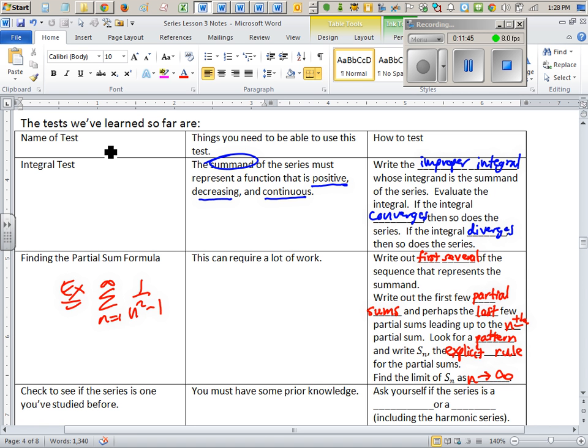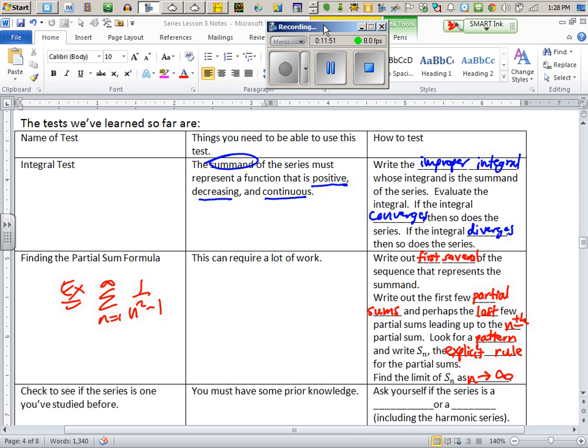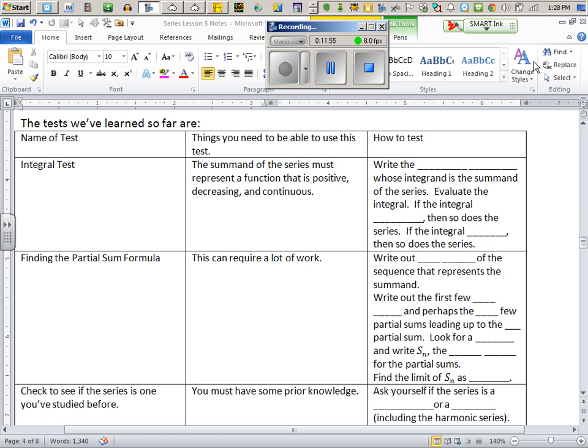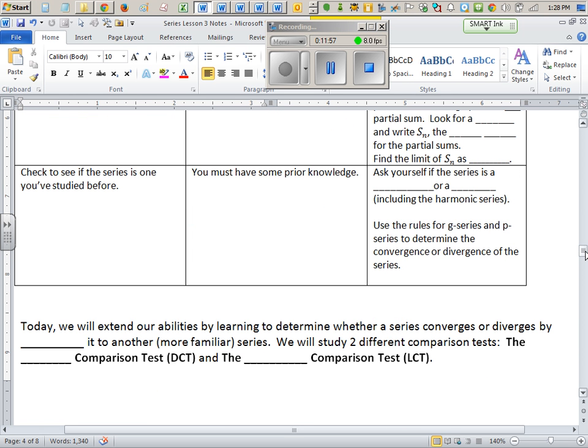Okay, so the third technique is what we're going to talk about today. If you had to pick one of these from this table and describe today's lesson with it, it would be this third box. This third box says, just check to see if it's one you've studied before. Okay? So is it a G series? Maybe it's a P series. Maybe it's a telescoping problem.